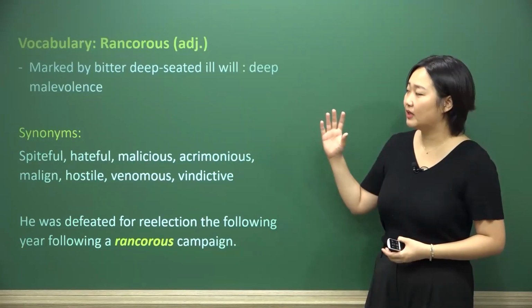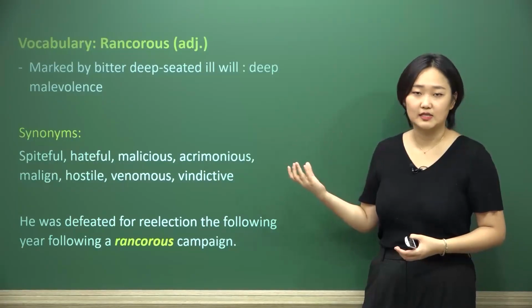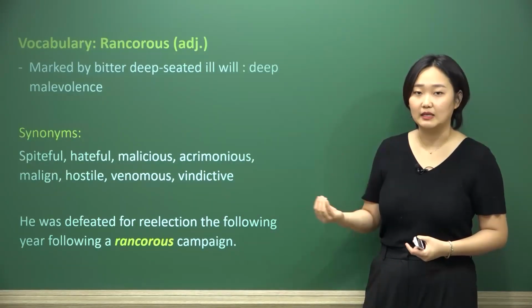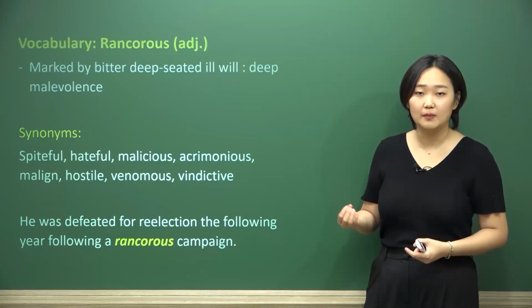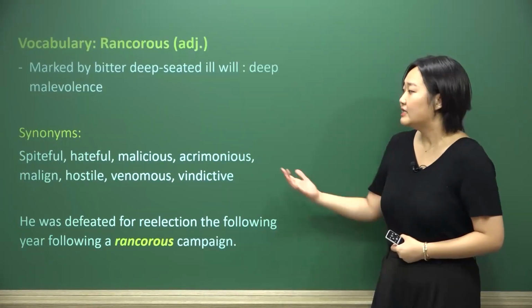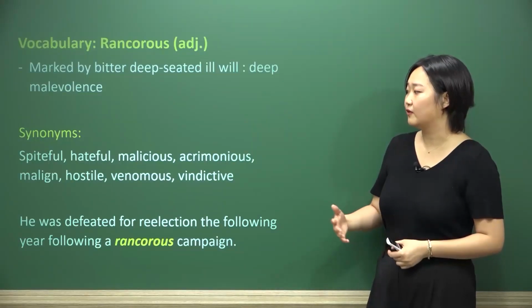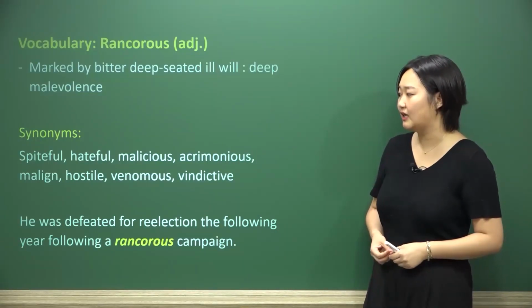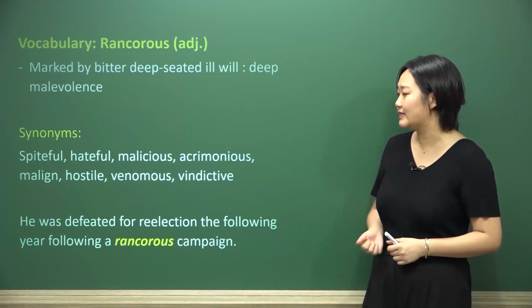And so that's the way that we can understand the word rancorous, as we're seeing it: very negative, the way that it means to have ill will towards somebody and for it to be deep-seated and very bitter. Again, very negative. Synonyms for this would be spiteful, hateful, malicious, acrimonious, malign, hostile, venomous, and vindictive.